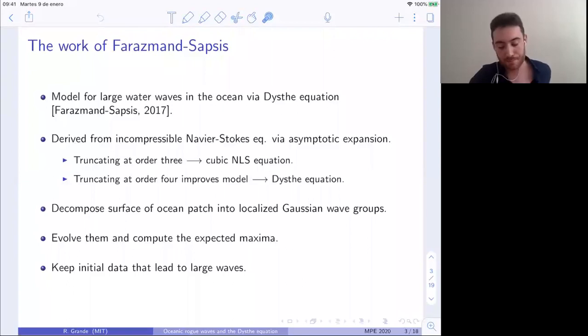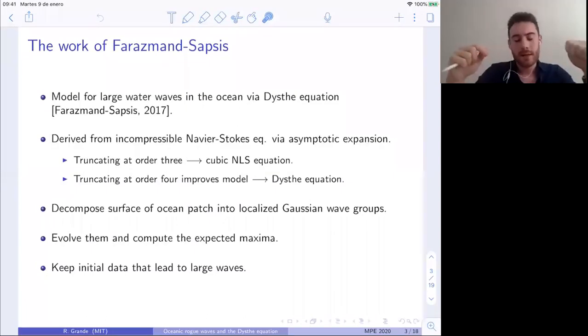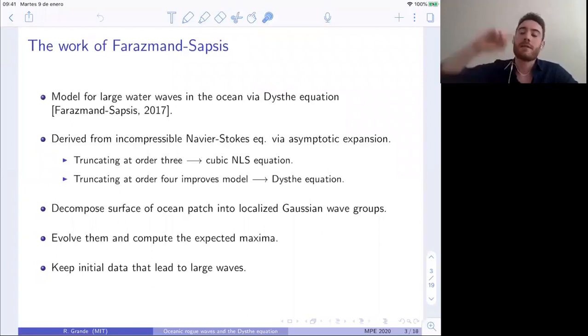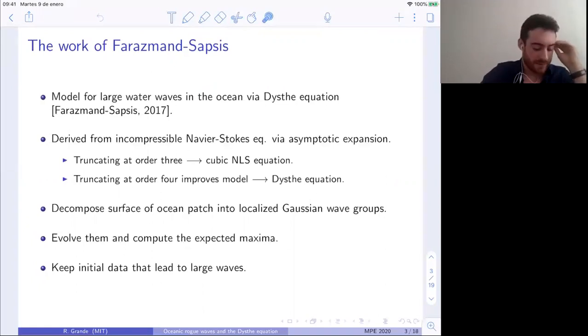Their work is quite interesting because they divide a big rectangle in the sea into smaller pieces, and on each of these pieces, they consider Gaussian initial data that are localized to these smaller pieces. Then they evolve them according to this equation forward in time, and after some time, they compute the peaks that form in this wave. A lot of the data that they consider will not lead to any sort of peak, but some of them will. Of course, we're interested in identifying precisely which kind of initial data might lead to this sort of phenomenon. Okay, so here's the equation.